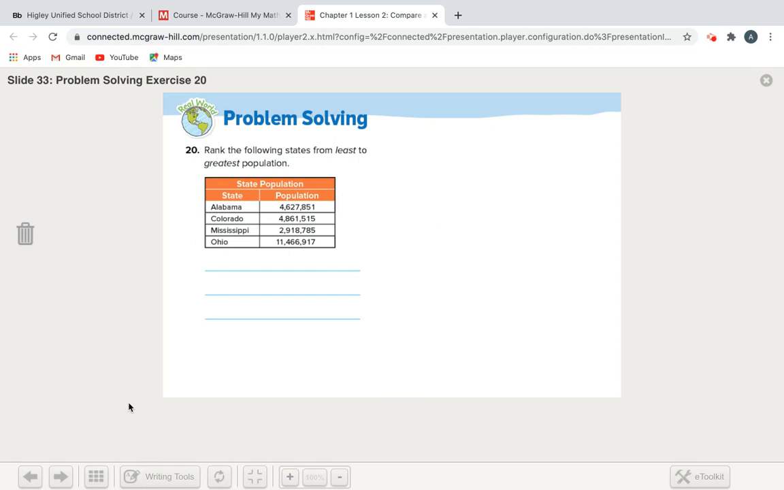All right, we are into our last problems, our problem-solving problems. So rank the following states from least to greatest. They've already put it in this little tricky chart for you, so this should make it much easier. When you're ready to move on, push play. And it was Mississippi, Alabama, Colorado, and Ohio.